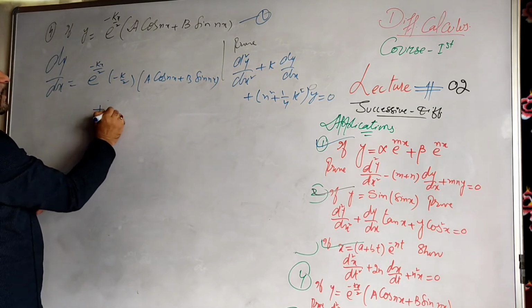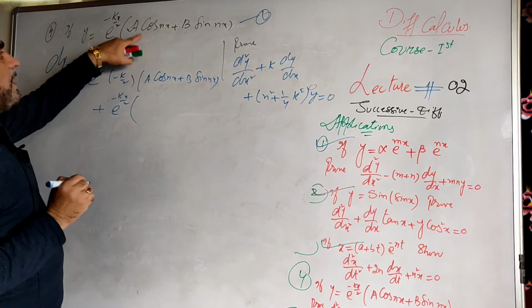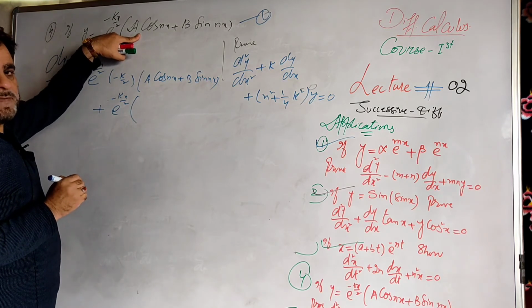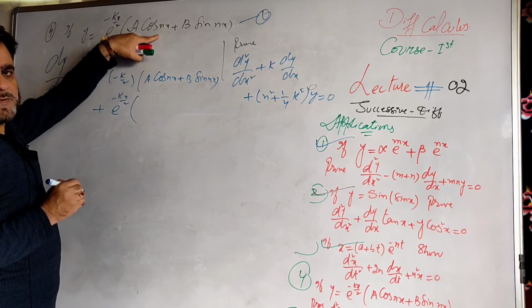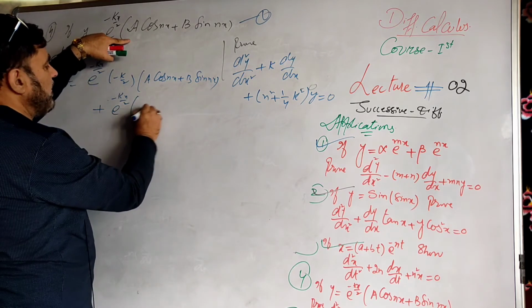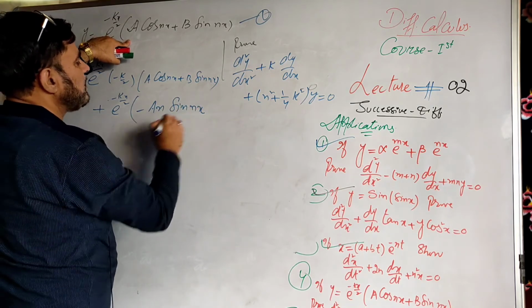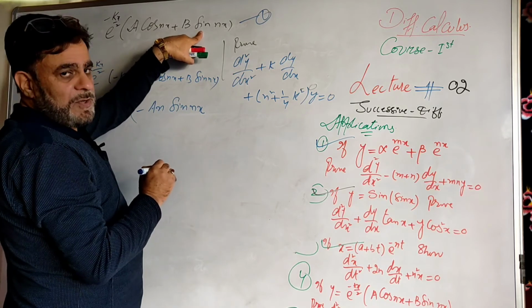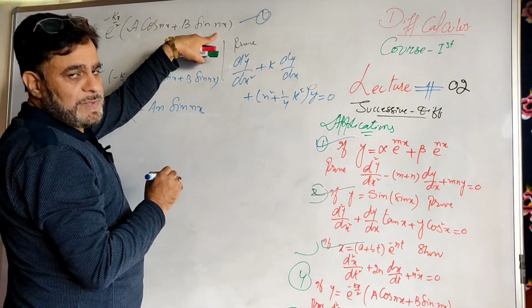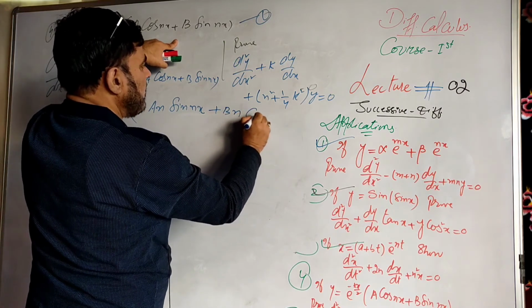Then plus, the first function e raised power minus kx by 2. Derivative of this: derivative of cos is minus sin, and the angle nx gives derivative n. So it is minus a n sin nx. Similarly here too, derivative of sin is cos, the angle is nx, and its derivative is n. So it is plus b n cos nx.